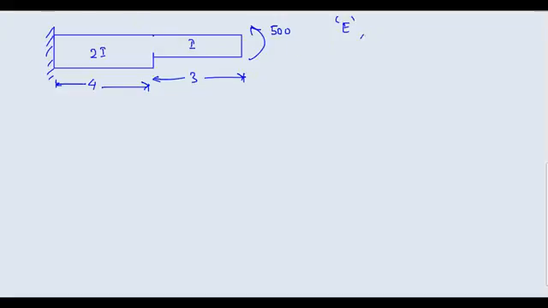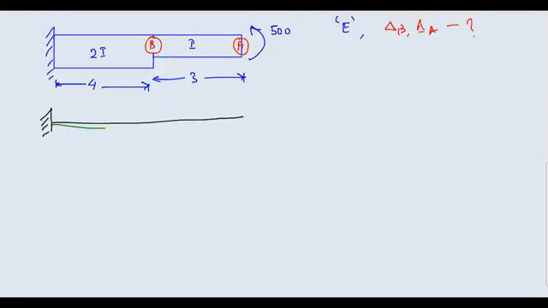What you have to do is find, suppose this is point B and this end is point A, the deflection at B and the deflection at A. Use the moment area method, of course. Before you proceed with this question, I would appreciate it if you draw the deflected shape of this beam.